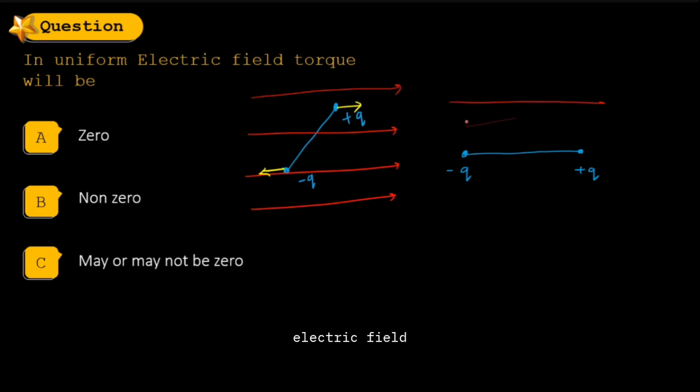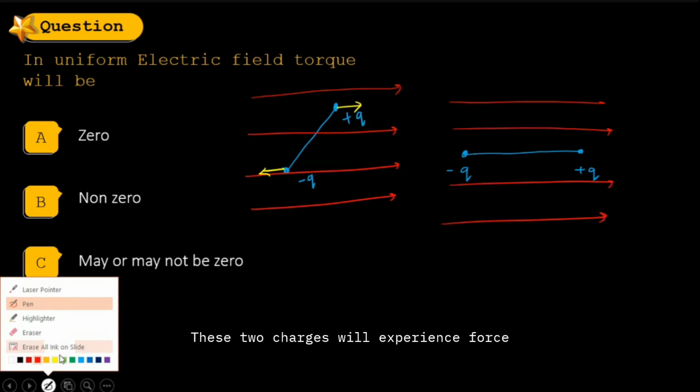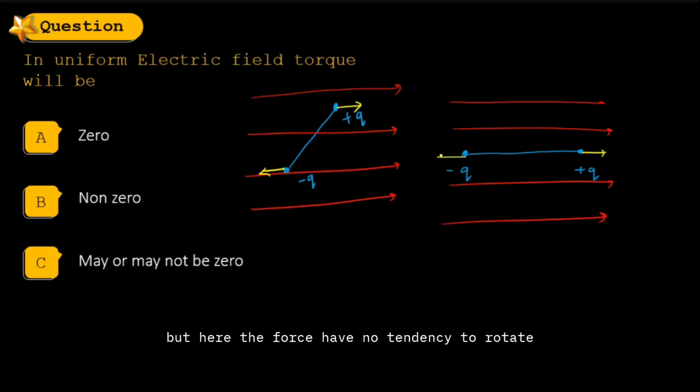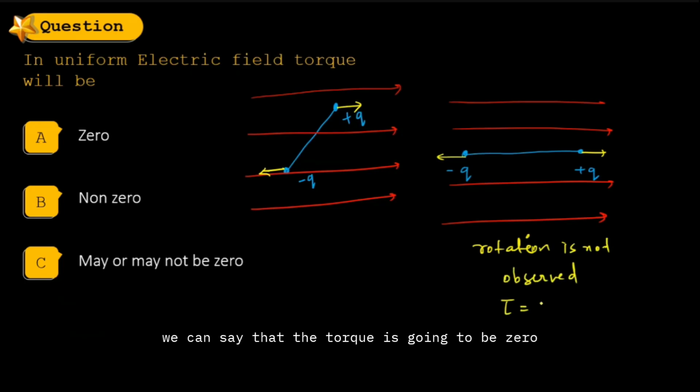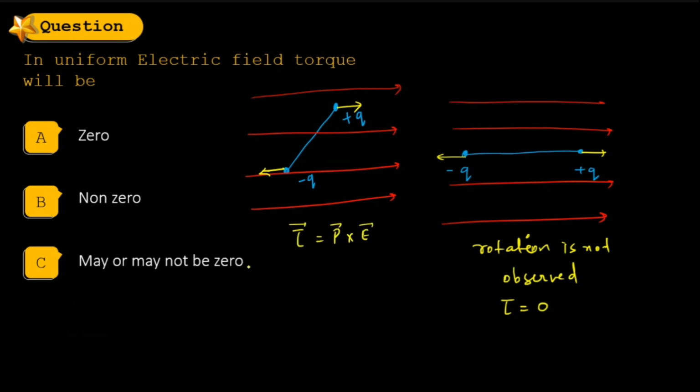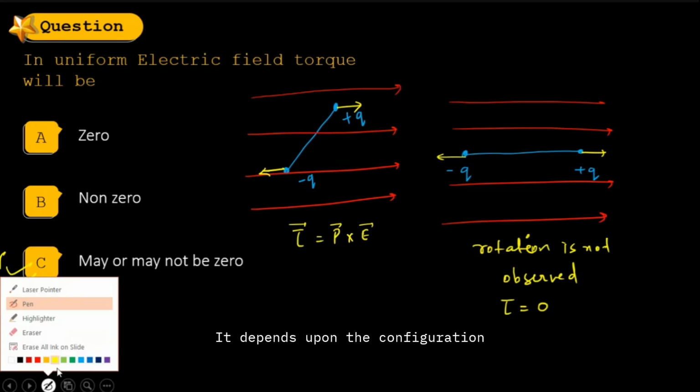The electric field must be uniform. Uniform electric field means it is constant throughout the space. Similarly, these two charges will experience force, but here the forces have no tendency to rotate the whole dipole. So rotation is not observed here. If rotation is not observed, in this case we can say that the torque is going to be zero. But in the other case, torque is going to be P cross E. So this is what you have to remember. In a uniform electric field, torque may or may not be zero. It depends upon the configuration, or how we have placed the electric dipole.